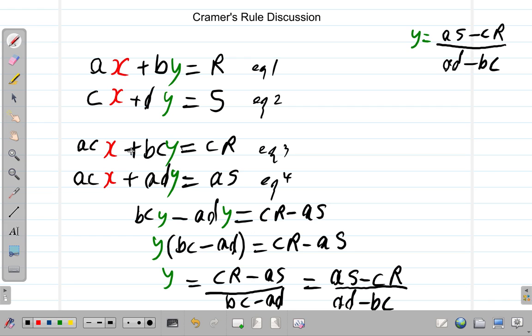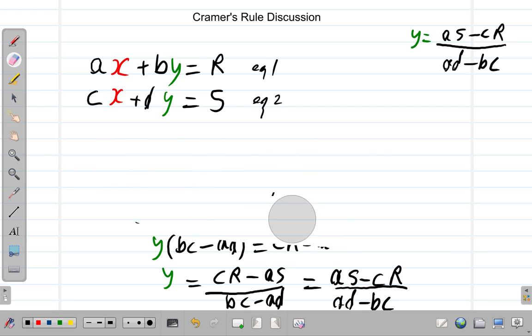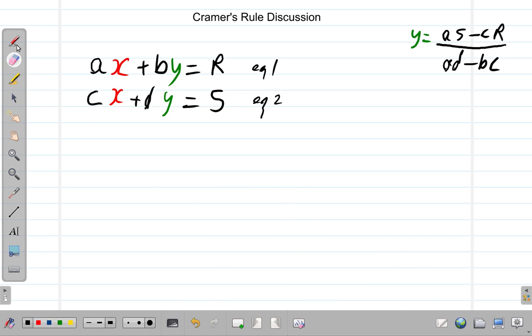Now, let's go back to what we were doing before. I'm going to erase from this level down, and then we will eliminate y this time. To eliminate y, we want the same number of y in equation 3 and 4, and we're going to subtract them. So let's multiply equation 1 by d, and then equation 2 by b, so that we end up with bdy in both equation 3 and 4, and we subtract them.